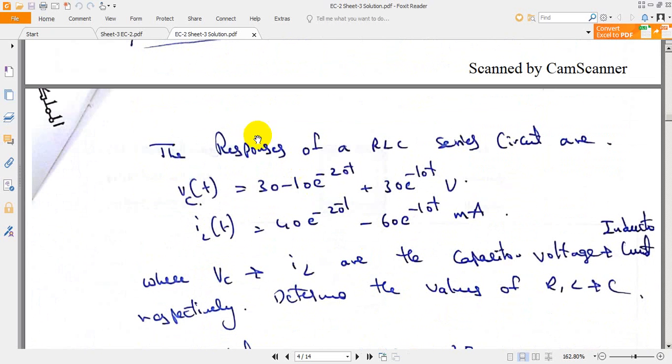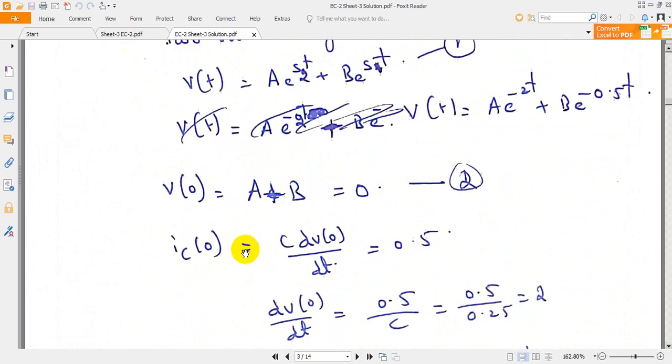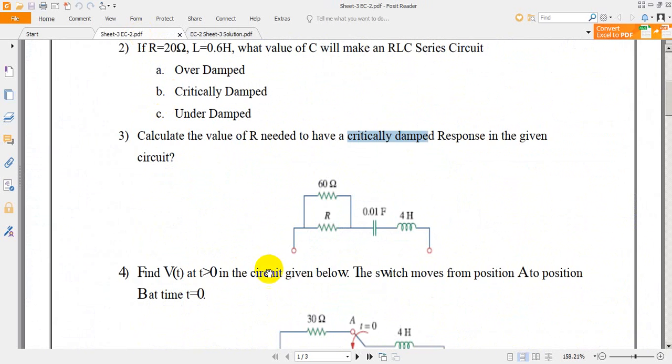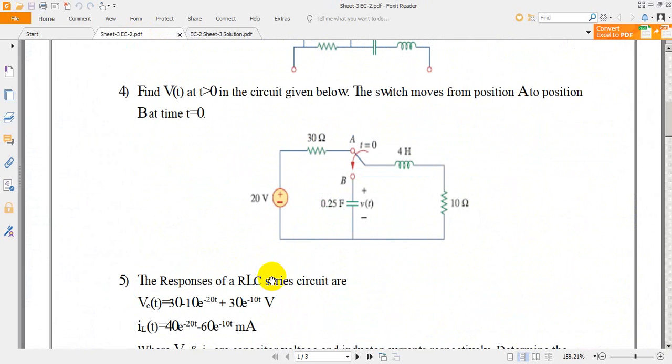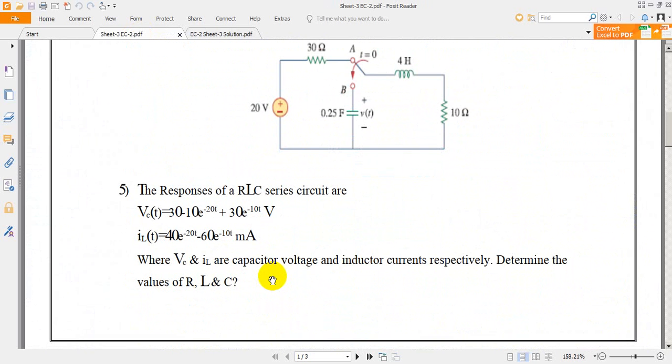Now coming to the next part, here if we observe problem number 3, the response of an RLC series circuit is V_C of t equal to 30 minus 10 e power minus 20t plus 30 e power minus 10t. I_L, the current through the inductor, is equal to 40 e power minus 20t minus 60 e power minus 10t milliamperes.